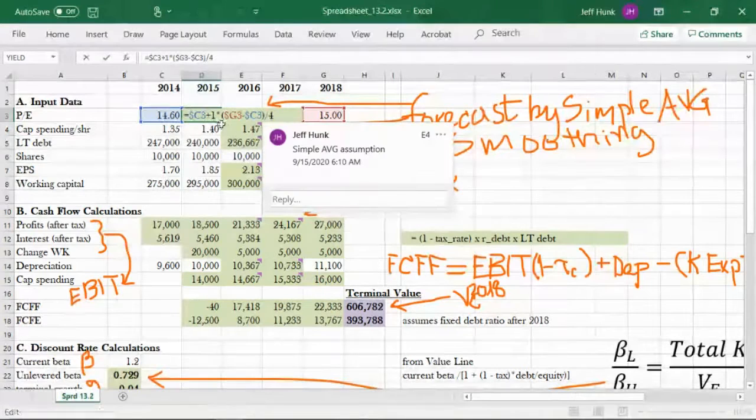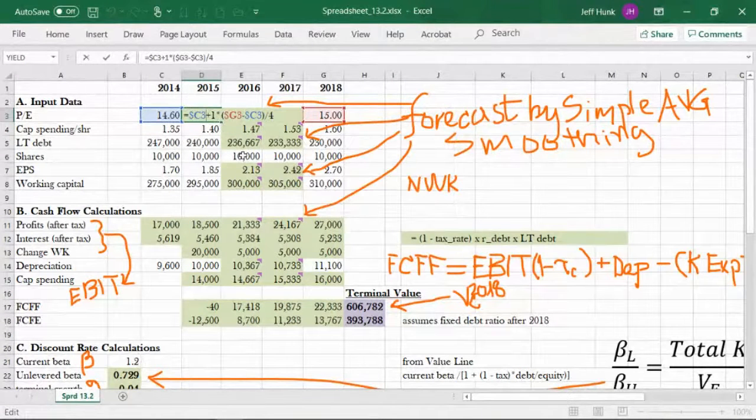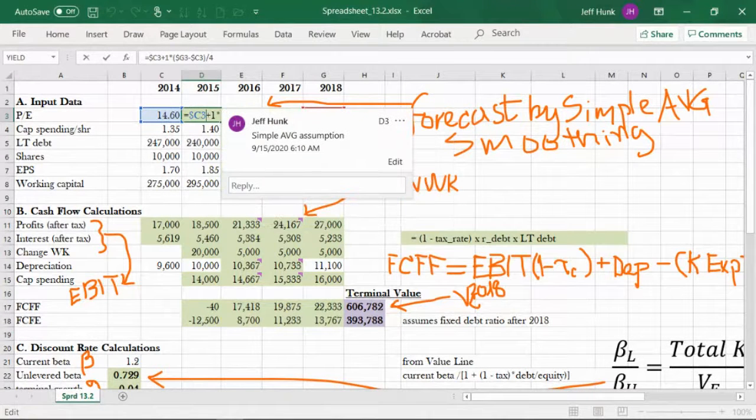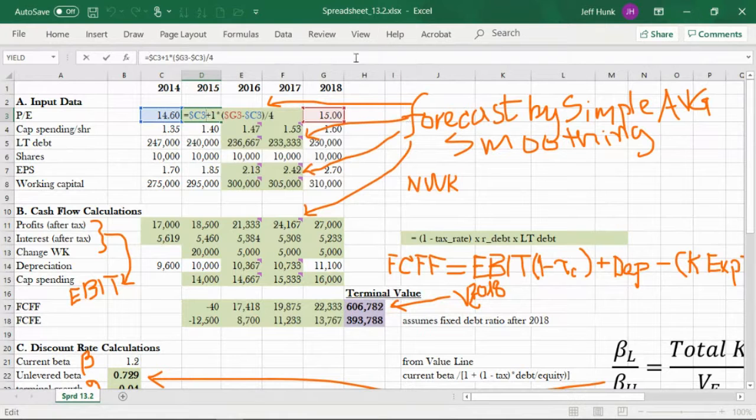Plus one times, this one is not really necessary, but G3 minus C3. G3 is 2018 P ratio, right? And then you simply take the difference between the start point and the end point, and you divide it by 4. Right? So simple average.